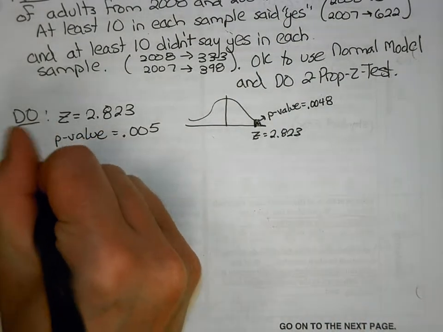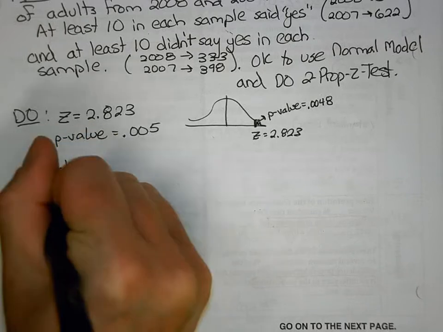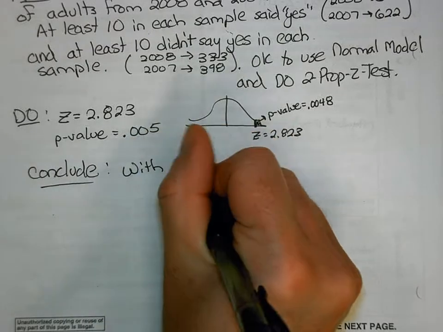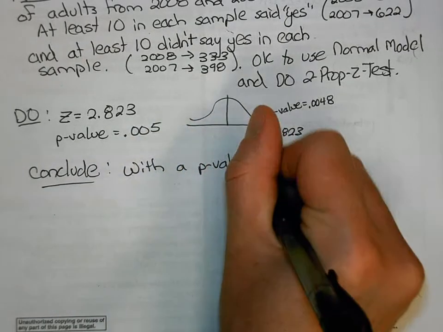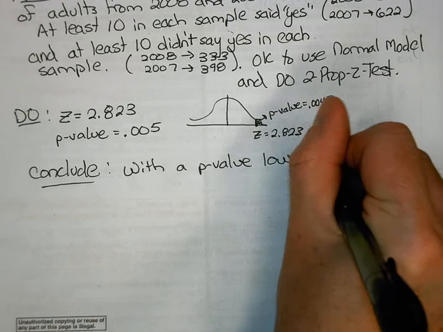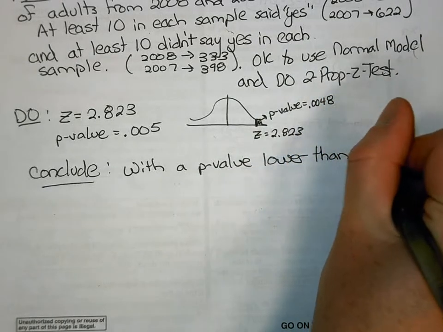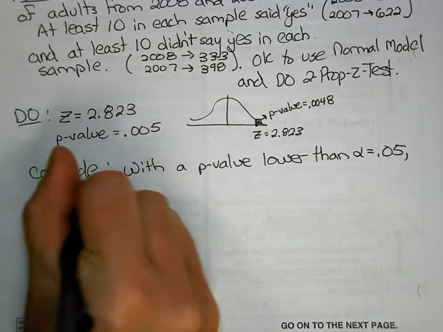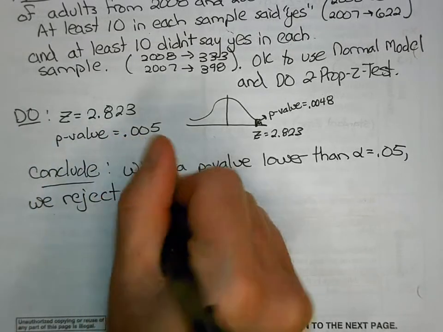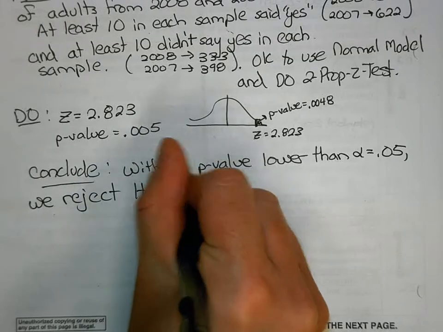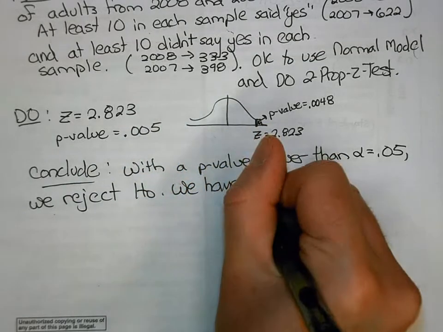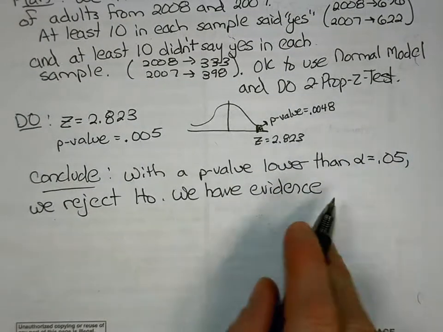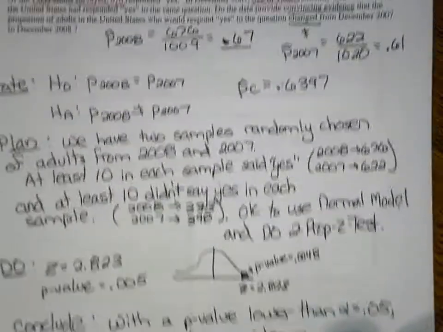And then the conclude, with a p-value lower than alpha equal to 0.05, we reject H0. We have evidence, and I'm going to write the HA in context, and remember the best thing to do most of the time is go back to the actual problem. We have evidence of what?